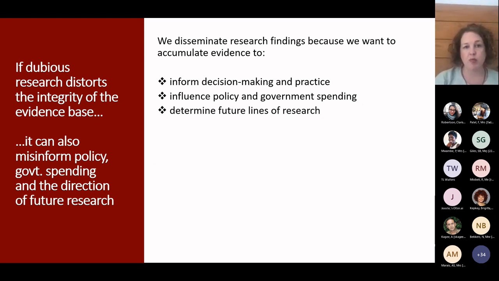And we know the whole point of research and disseminating research findings is because we want to accumulate evidence that's eventually going to inform decision-making and practice. It will also influence policy and government spending in some cases, and it will definitely determine future lines of research and where researchers and academics see the value of pursuing something further or pursuing something related. So if dubious research distorts the integrity of the evidence base, it can also end up misinforming policy, government spending, and the direction of future research. And we can see how this is highly problematic.